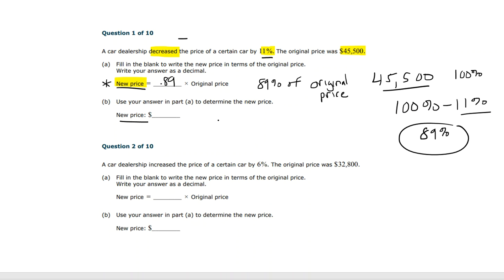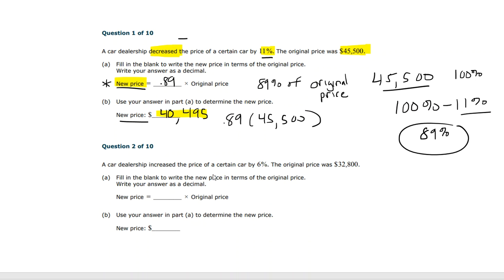And so then to find the new price in your calculator, you type in 0.89 multiplied by 45,500, and that will give you your new price. For this one, that ends up being $40,495. Okay, that's the new price. And then notice that this new price is less than the original price, which it should be because the car dealership was decreasing the price of the car. Okay, let's go ahead and look at the next example.